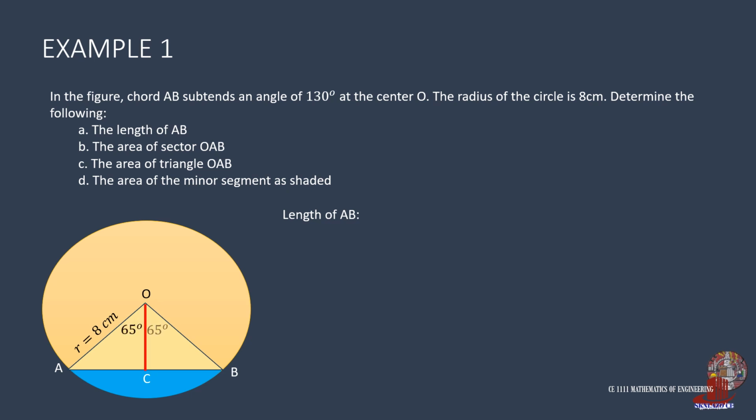First is the length of chord AB. If we drop a line from the center, perpendicular to chord AB, we bisect 130 degrees, and also create a right triangle, where by virtue of trigonometric functions, we can write sine of 65 degrees as AC all over 8. AC is then 8 times sine of 65 degrees, which is simplified as 7.25 cm. The chord AB is twice of AC, which is then 14.5 centimeters.